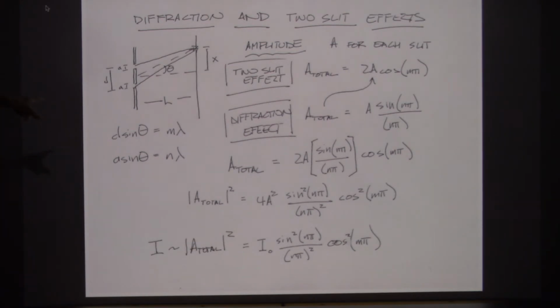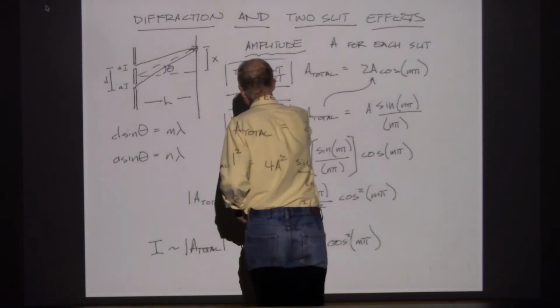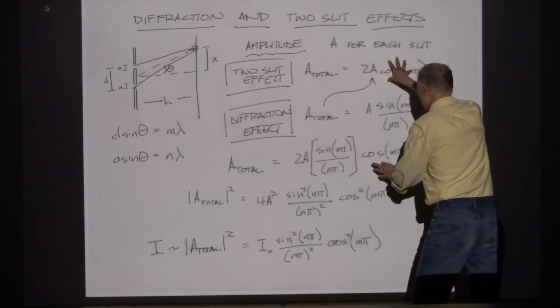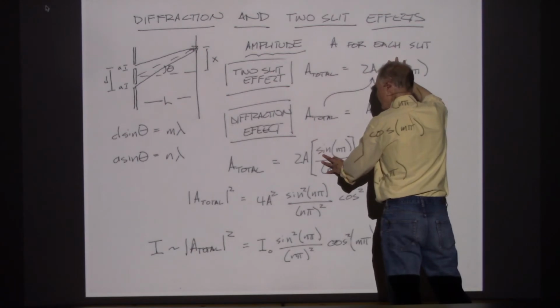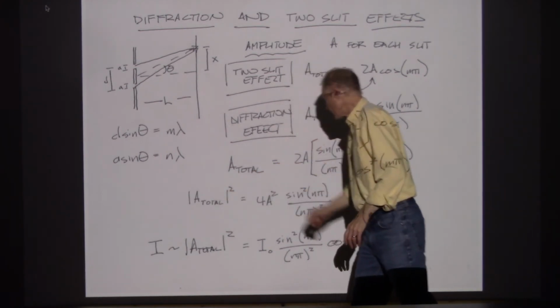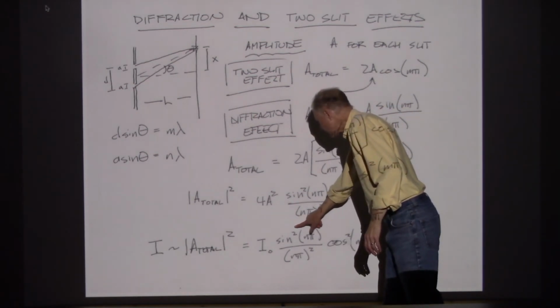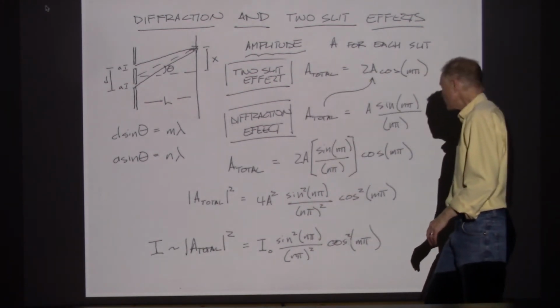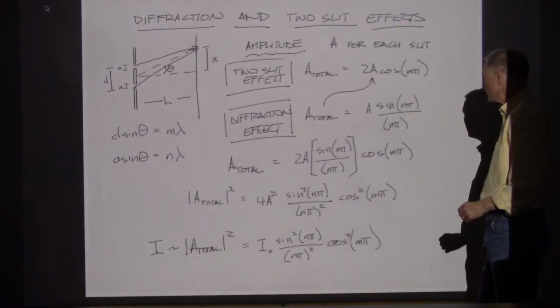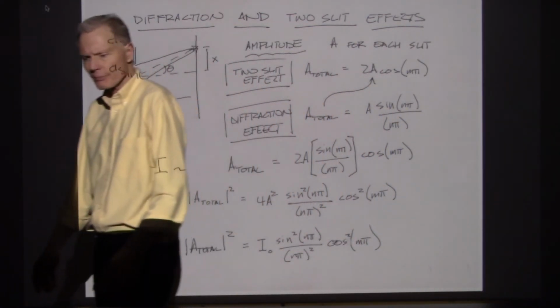So I'm going to keep using the m for the two-slit effect, and I'm going to introduce n for the diffraction effect. And then what we can do, to quite a good approximation, is for the total, take the two-slit effect and multiply it by the diffraction effect, and that predicts an interference intensity formula given by I naught. Here is the diffraction effect, sine squared over n pi squared, and here is the two-slit effect, cosine squared m pi. There is the combined formula for both effects.